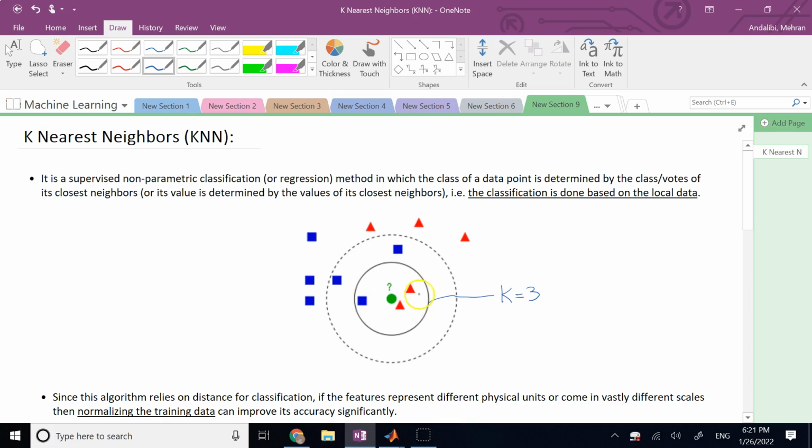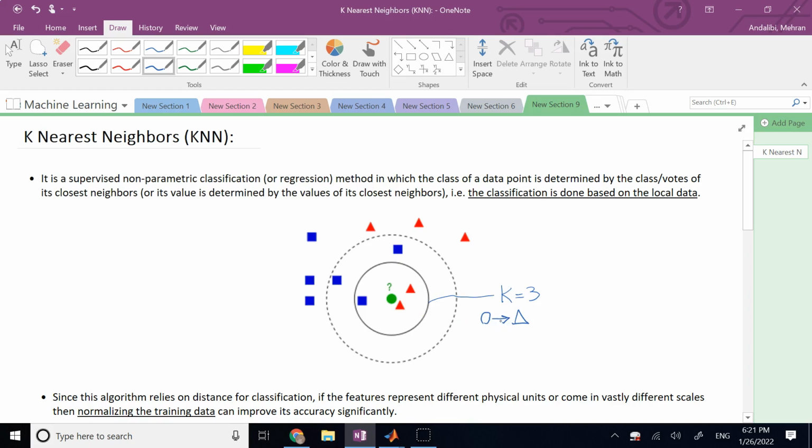And then I say, well, around this guy, 2 are triangles, 1 is a square. So if I want to go with democracy and get some votes, I have 2 votes for being a triangle, and 1 vote for being a square. So I vote for a triangle, and say, hey, this guy is going to be a triangle. I classify it like that.